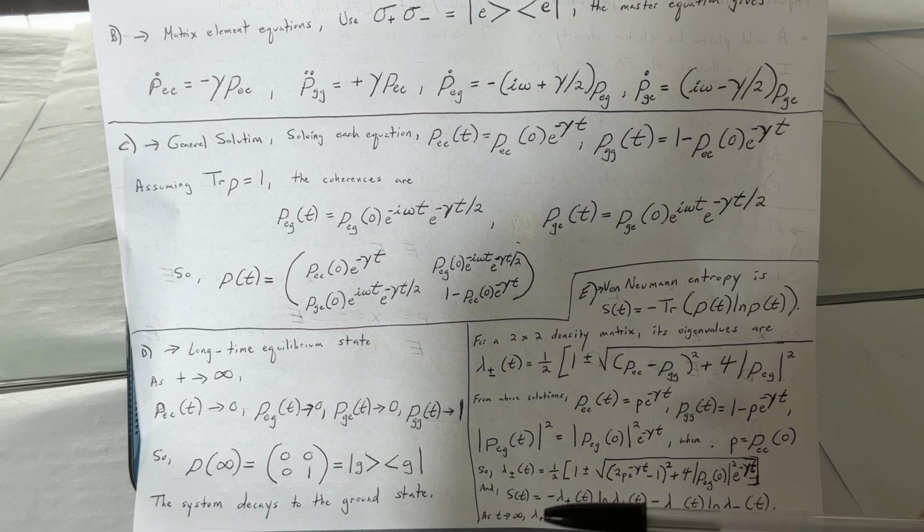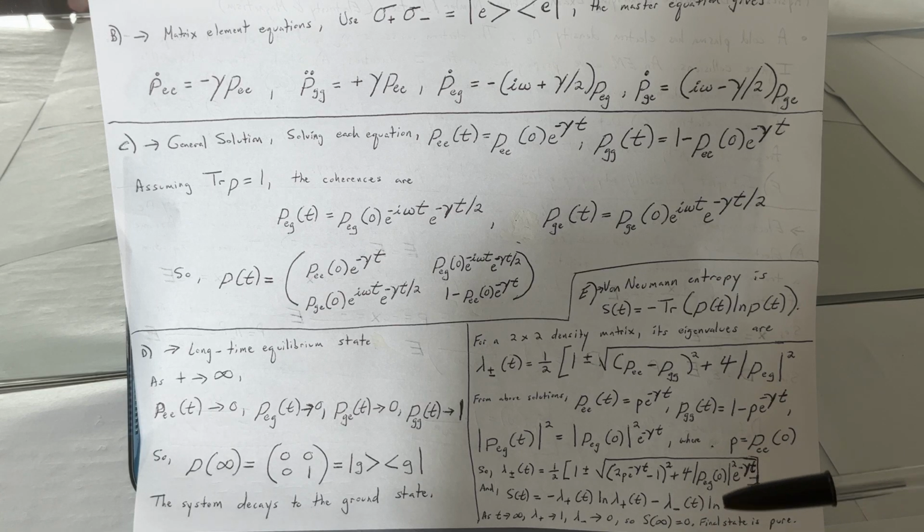And S of t equals negative lambda plus of t ln lambda plus of t minus lambda minus of t ln lambda minus of t. So as t approaches infinity, lambda plus approaches 1, lambda minus approaches 0. So S of infinity equals 0. And the final state in this situation happens to be pure.